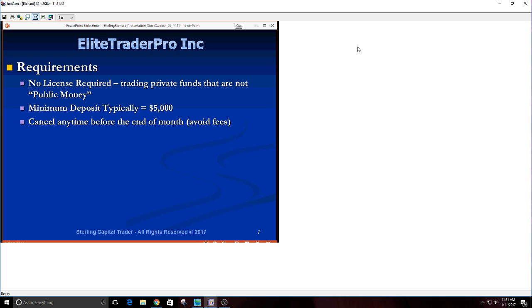You, the trader, could cancel your account if you decide that you don't want to trade anymore. Cancel any time before the end of the month to avoid fees. If somebody calls up on the 2nd or 3rd of January or February and says, you know what, I don't want to trade anymore, I want to close my platform and I want the rest of my funds back, that person is going to have to pay the entire month for the software fee.